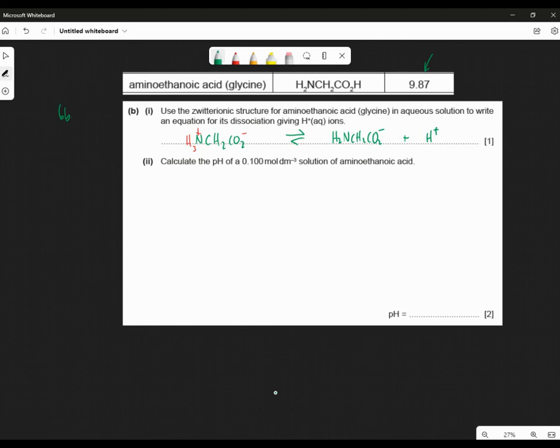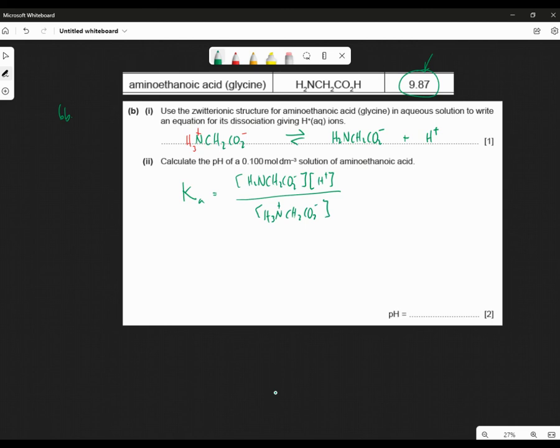Okay. Now the next one, we're supposed to find out the pH of a 0.1 molar solution of this, and we've got the pKa. So this shouldn't be too hard. The way I do it, because I'm not very good at these things, is I have to start from basic principles. I have to write down what the Ka looks like, and it looks like this: H plus, all divided by the zwitterionic form, this thing here.